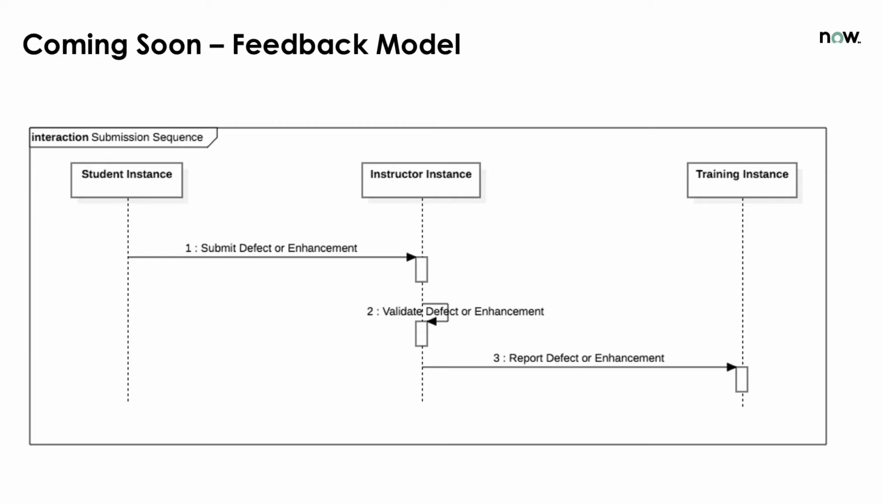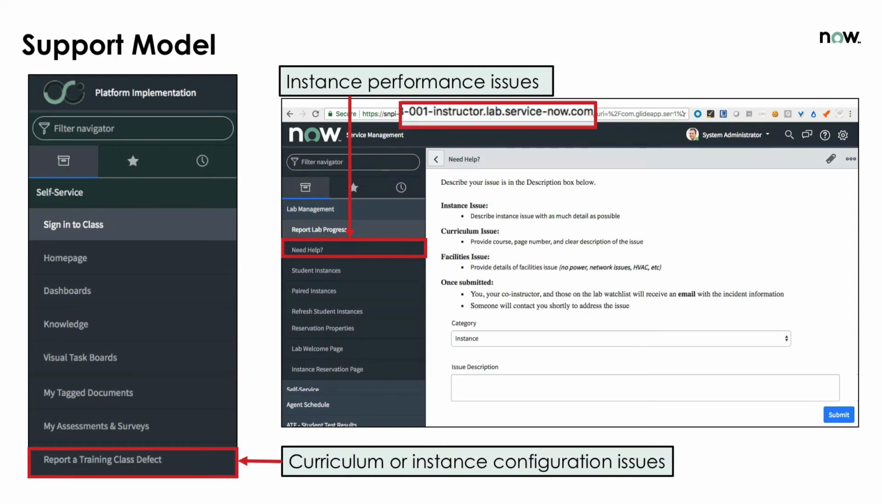If it's something where they just don't know about a feature or functionality, you can intercept that. However, you can also validate that yes, this is a defect for the class or something that you agree should be added. When you validate that, that will go to the training instance in a backlog for me to look at. Okay, so that will be coming soon. Take a look at the instructor chat for that to be available. Again here, if you are experiencing issues with instance performance, use Need Help in your instructor instance. Everything to do with curriculum or instance configuration is report a training class defect.